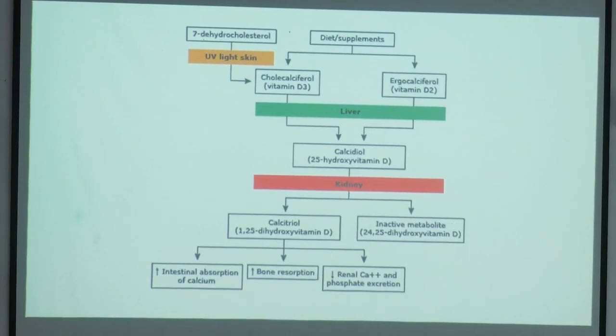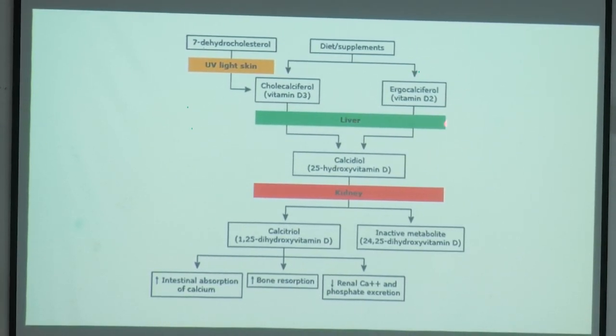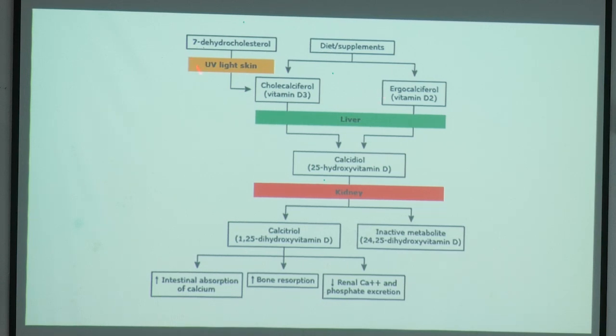I have discussed the dietary sources, mainly plant sources and animal sources, the cholecalciferol. And 7-dehydrocholesterol under ultraviolet light forms cholecalciferol. In the liver, it is converted by 25-hydroxylase, and in the kidney, it is converted to 1,25-dihydroxy vitamin D. This is the important form of vitamin D. And this 1,25-dihydroxy vitamin D helps in absorption of calcium from the intestine.